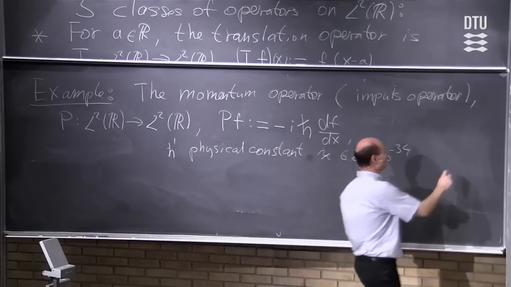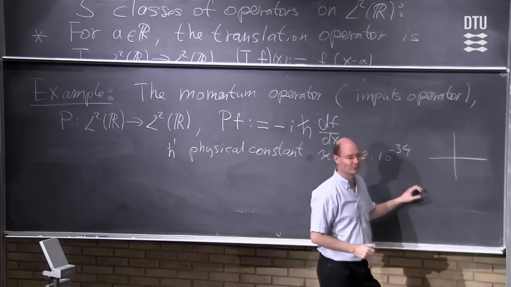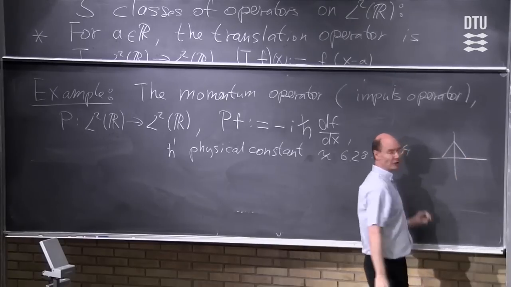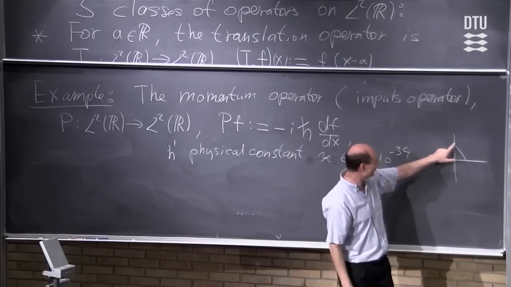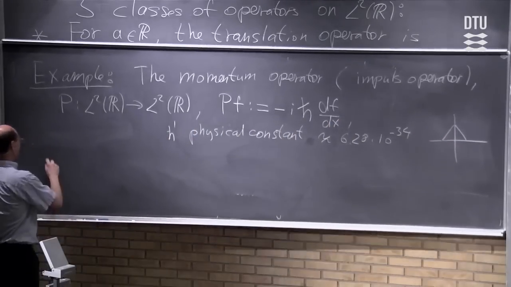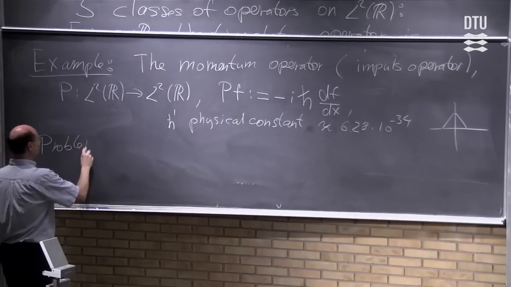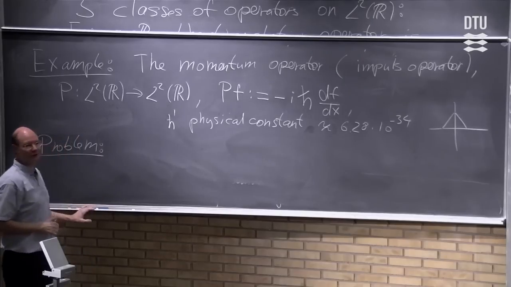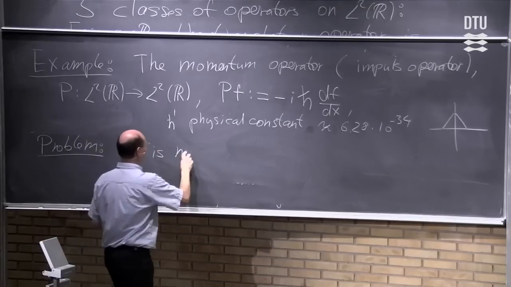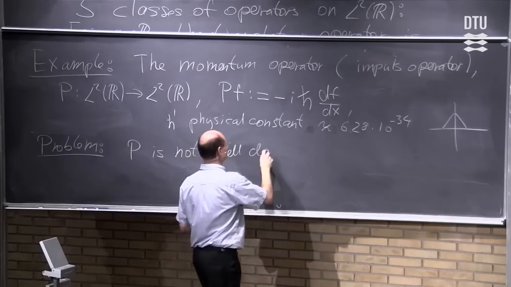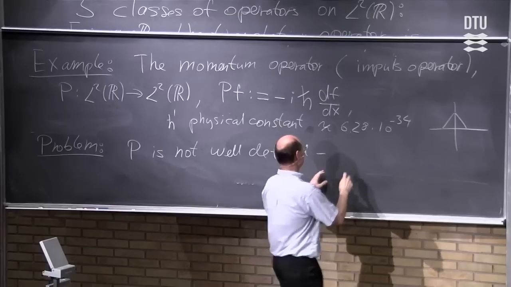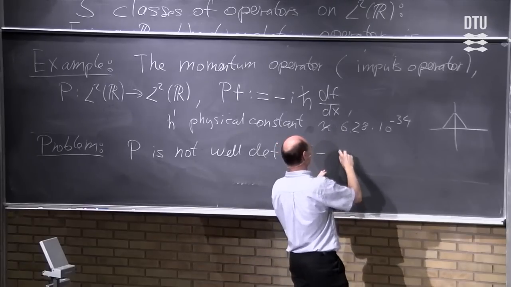For example, actually the easiest function to picture is something that we'll deal with later in the course, a B-spline. This is a function that is in L2, but it is not differentiable at this point, and not differentiable here and here. So there are two problems. Or we can formulate it just as one problem. The operator P is not well defined, and the reason is that not all functions in L2 are differentiable.